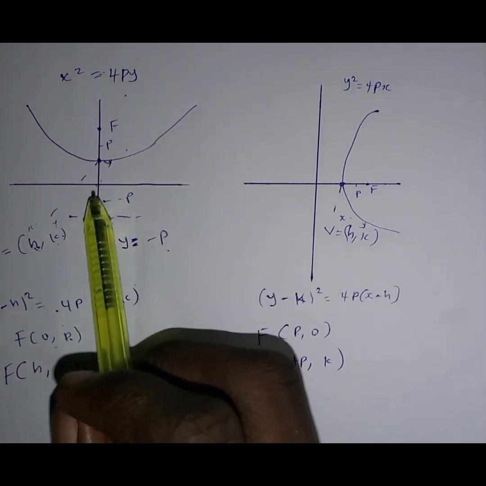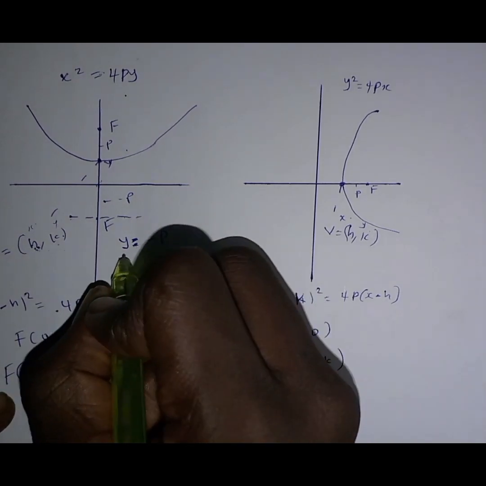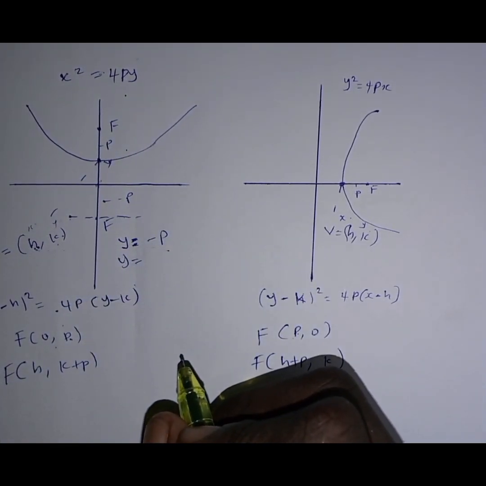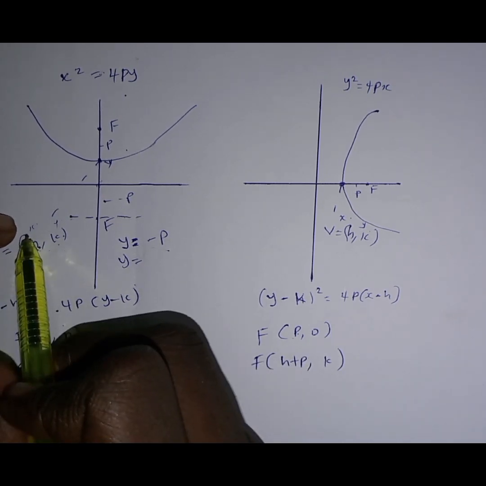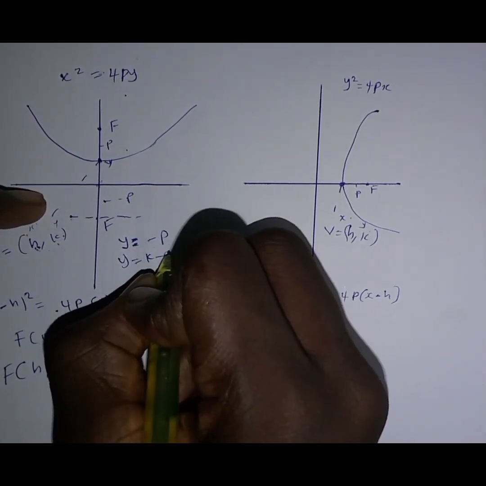When the graph is formed at the origin. But the graph is not formed at the origin now, so the directrix will become y equals to, now this h is for x-axis, k is for y-axis, so therefore it will now be k minus p.